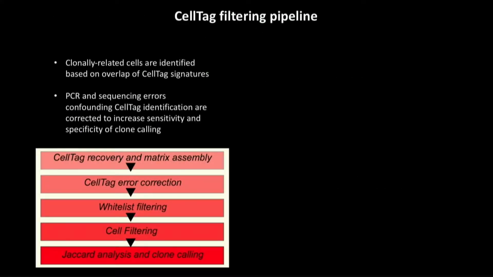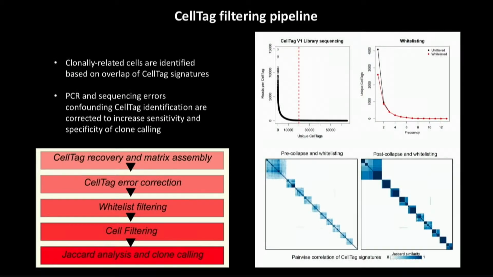Now, we go through quite an extensive filtering pipeline. Obviously, we're dealing with random barcodes in a single cell system. You can have errors arising from PCR, also errors from sequencing. So it's really important that we filter out these errors or correct them. We use a whitelisting approach as well to filter known barcodes and remove any noise from the data sets. So when we perform this collapsing and whitelisting approach, we increase the sensitivity and specificity of clone calling in this system. And we're calling clones based on these cell tag overlaps. And this has been a really reliable way of identifying clonally related cells.